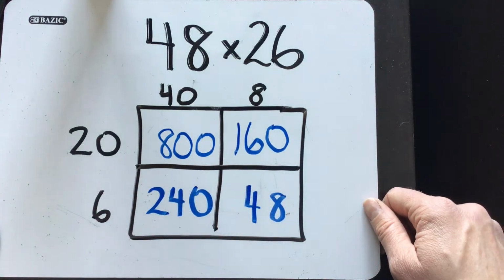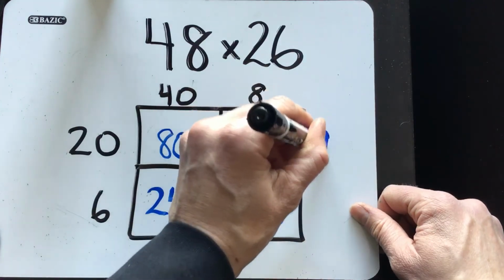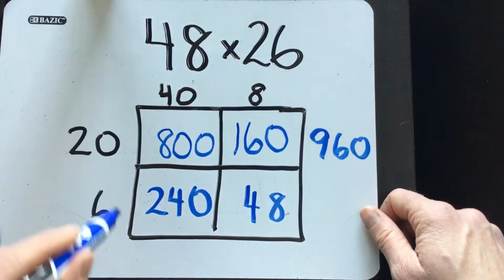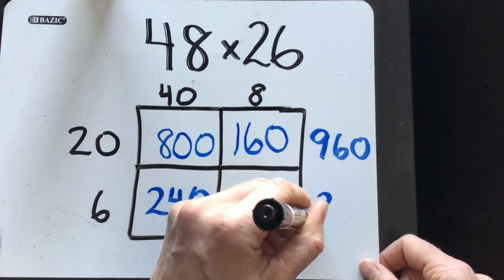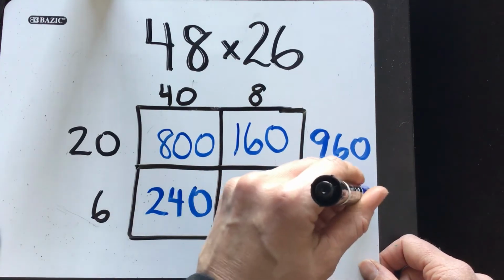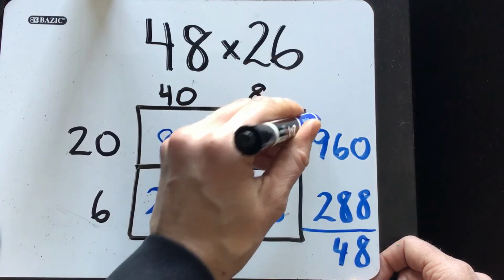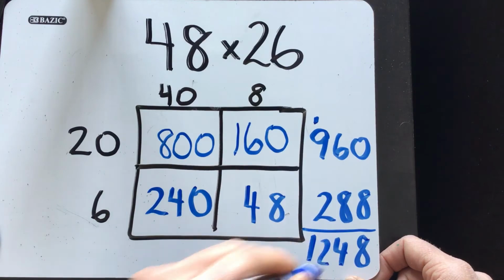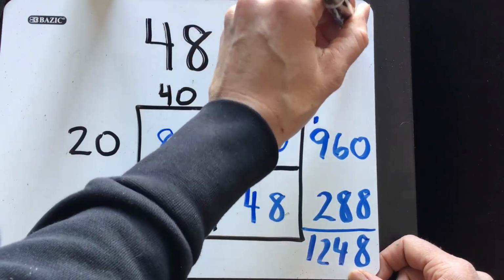So now you should start to know my next step is to add 800 plus 160, it's 960. 240 plus 48 is 288. And then now I add it up. 8, 14, 12. So my answer is 1,248.